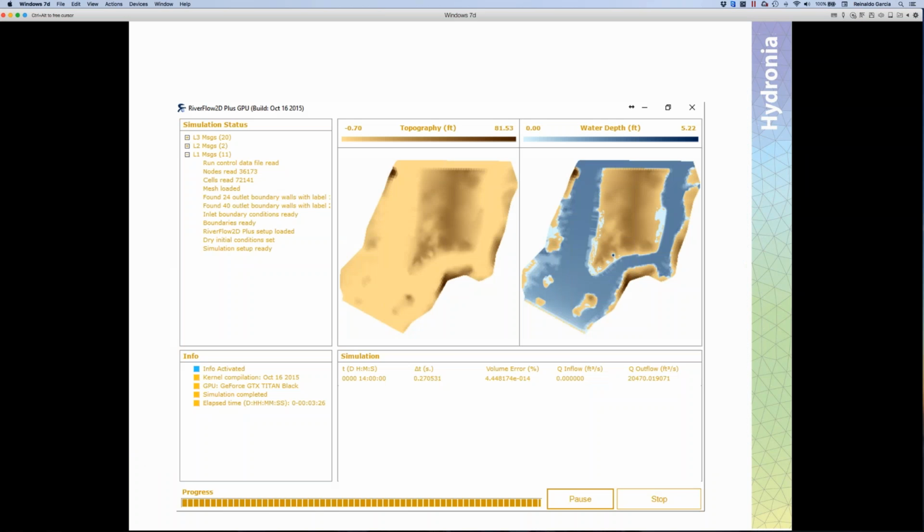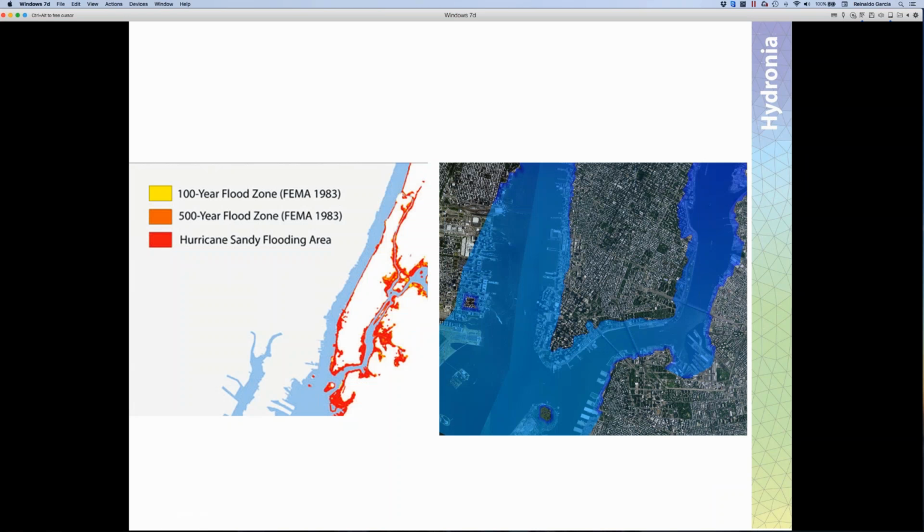We decided to use the GPU version, and we ran 14 hours of the storm surge. It takes about 3 minutes to run the 14 hours. Again, I want to point out that the volume conservation error of the model is always very small, typically of the order of 0 or so. So it's very quick to make an application like this for coastal environments.